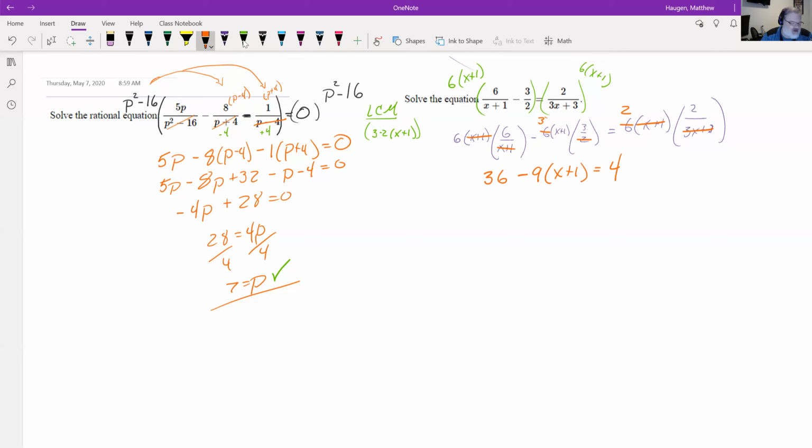So that clearing step, it's a big step. There's a lot going on. We got to multiply by the right thing. We got to make sure we cancel everything out nicely. But gosh, it leaves us with a nice problem to finish off with. 36 minus 9x minus 9 equals 4. So what, 27 minus 9x?